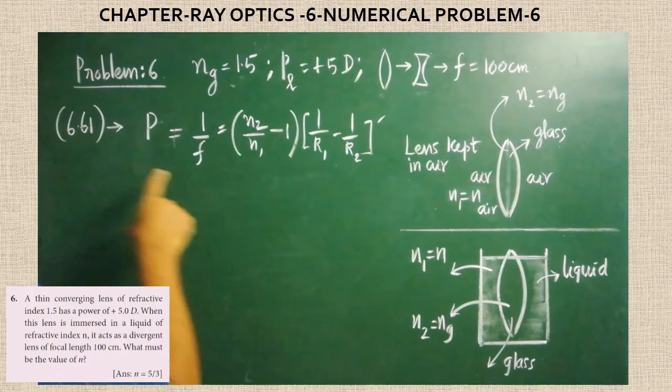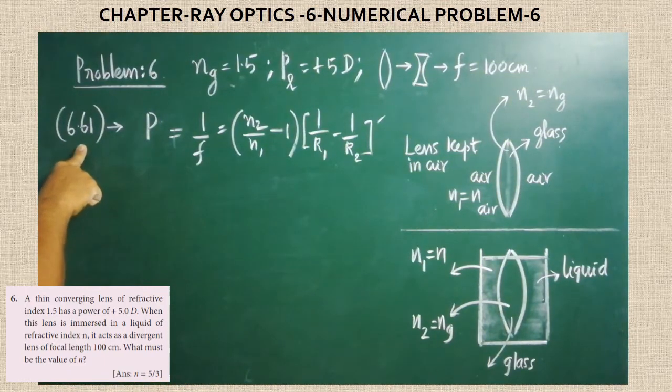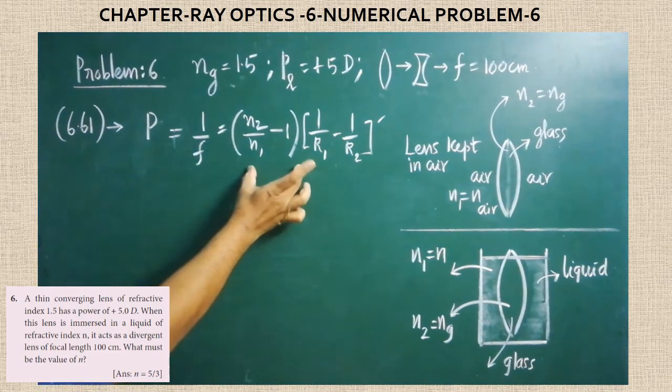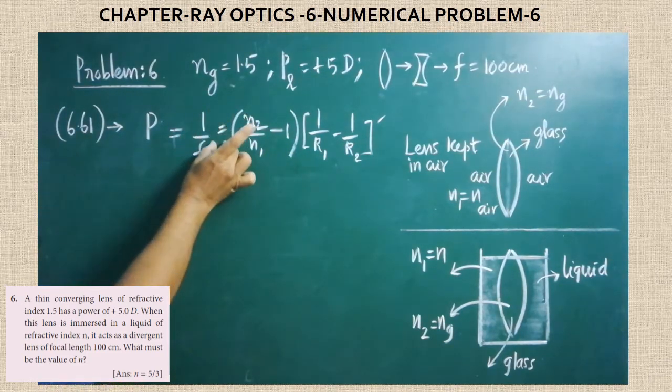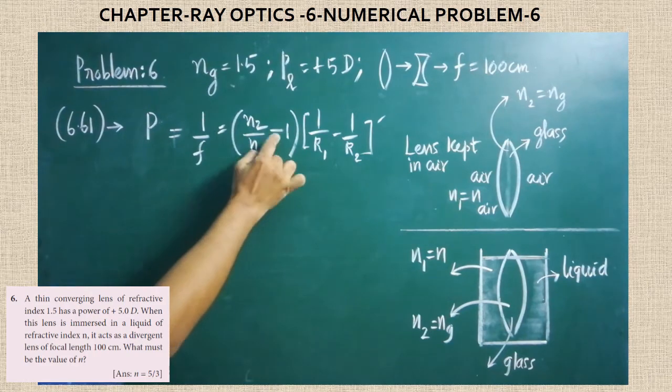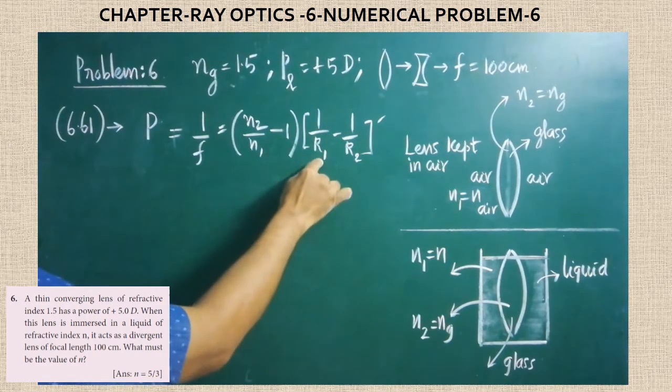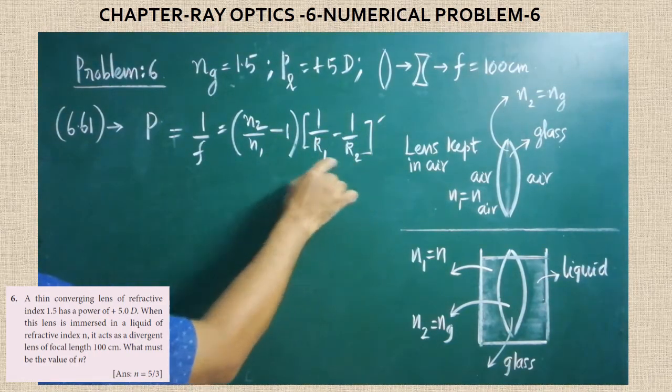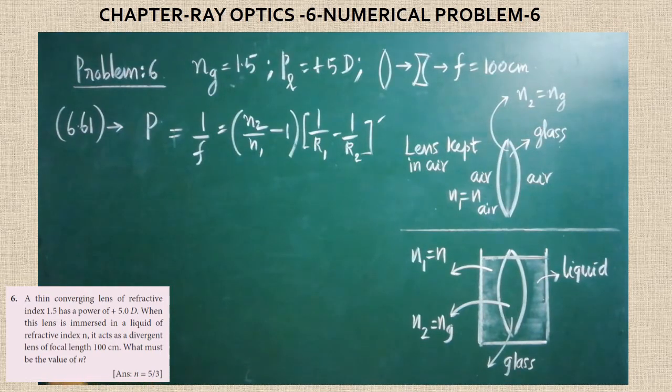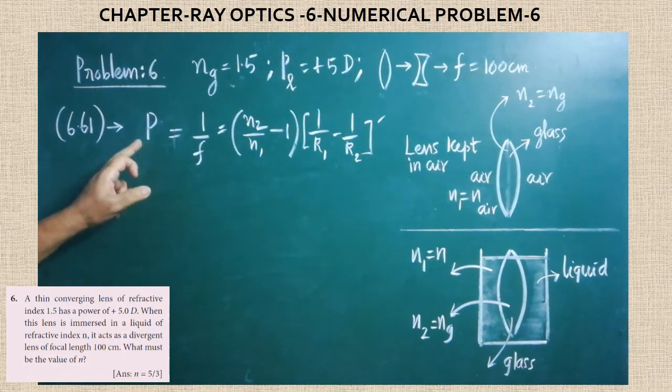For that, we need a formula. This formula is available on page number 6.61. If you refer to equation number 6.61 in the textbook, you will get this particular expression: 1 by f is equal to n2 divided by n1 minus 1, into 1 by r1 minus 1 by r2. This formula is available in the derivation of the Lensmaker's formula. That 1 by f gives you the power of the lens.